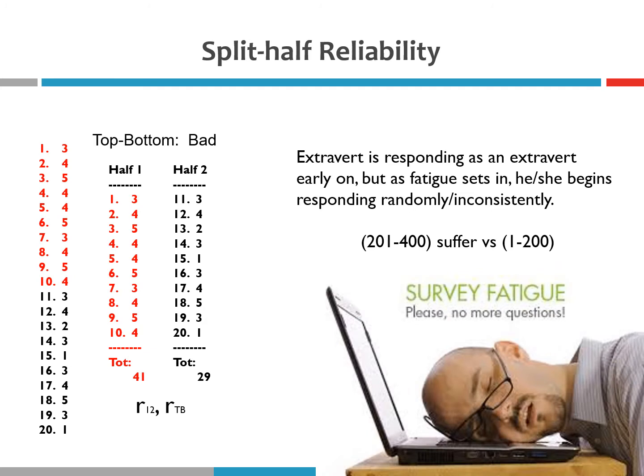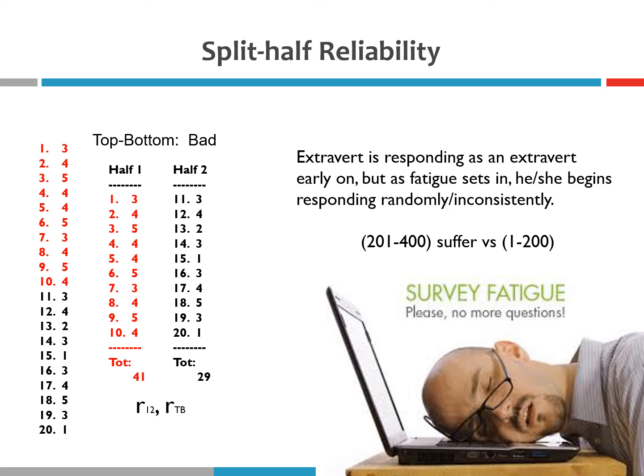Let's go back to the first measure of internal consistency that we talked about, which is split half reliability. When I gave you my earlier example, I said the easiest way to do a split half reliability test is simply to correlate the first set of questions, or the top half, with the bottom half, right?